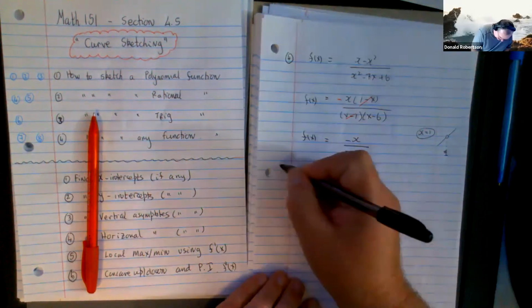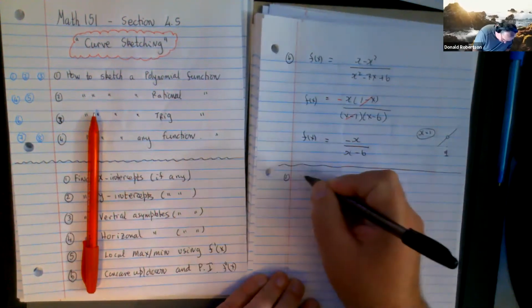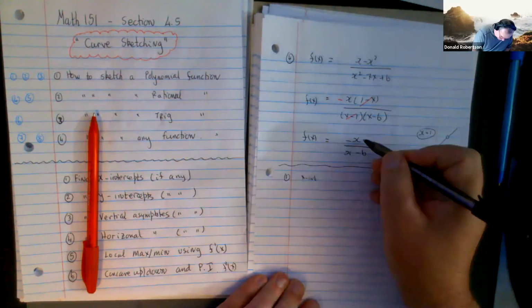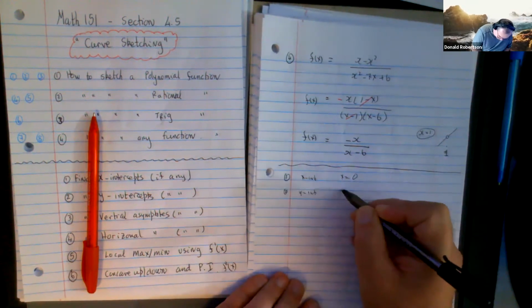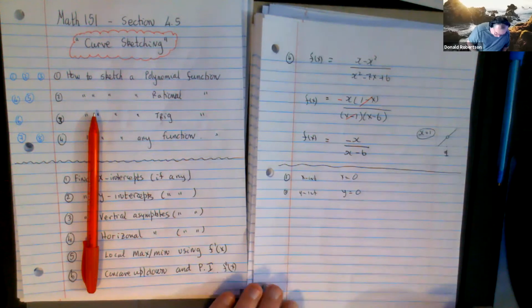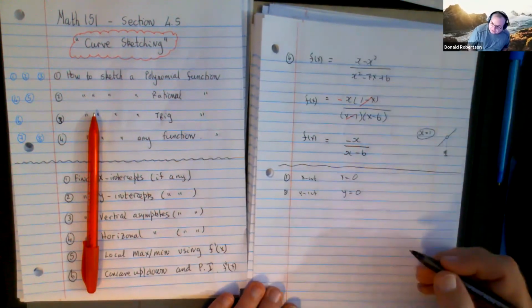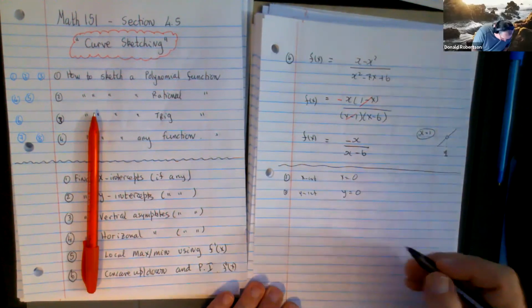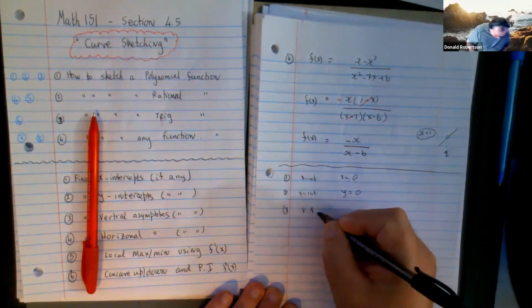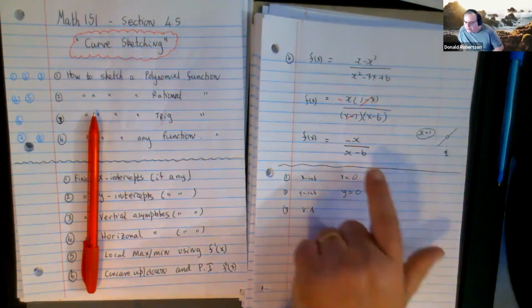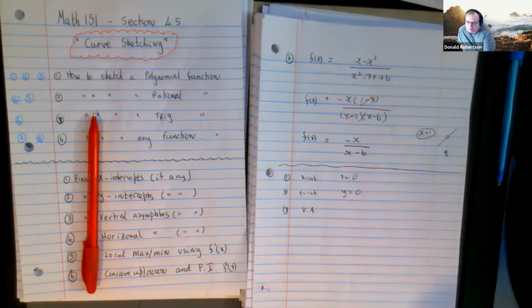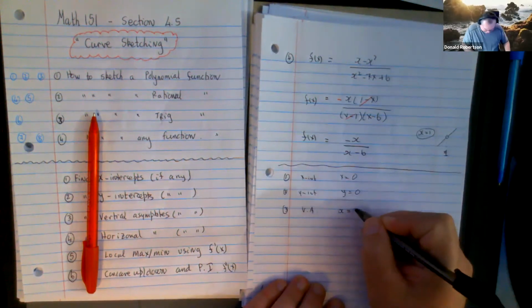Right, now, from this function, I can get its x-intercept. What makes that 0? X equals 0. I can get its y-intercept. Its y-intercept is also 0. So basically, it crosses the origin. That's all I know. Now, this shape has a vertical asymptote, doesn't it? Where is the vertical asymptote for this function? Six. Okay. And it's at x equals 6, you're right.